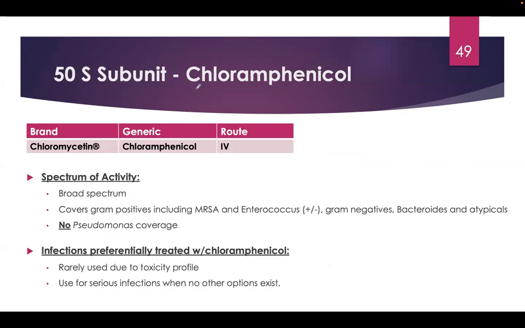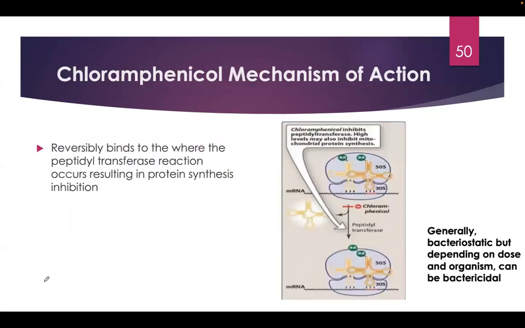So moving on to chloramphenicol, this is something you're going to see rarely used. We'll talk about it to appreciate it. It works on the 50S ribosomal subunit, very broad spectrum. You can look at the coverage. No pseudomonal coverage, and it's rarely used due to its toxicity profile. We only use it if there are no other options. I just want to introduce it to you, but I don't think we really need to go into a lot of discussion with it. But you can see its mechanism.